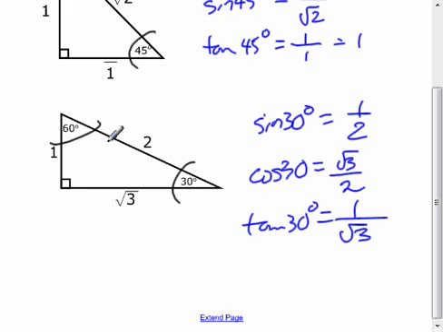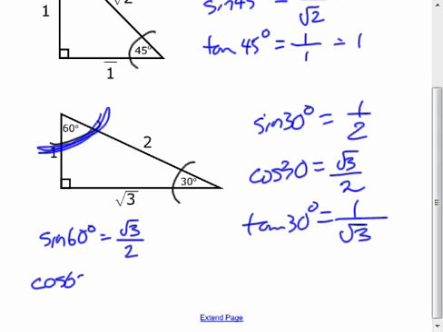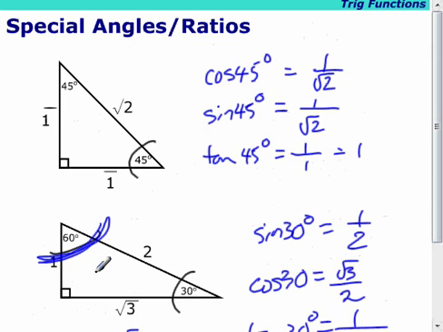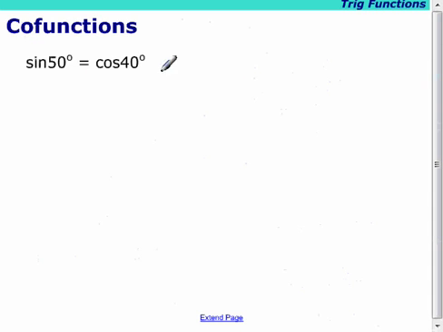This triangle, since 30 and 60 go together, also will give me what the sine of 60 degrees is. So if I'm looking at this angle here, sine is opposite over hypotenuse, root 3 over 2. Cosine of 60 is adjacent over hypotenuse. And tangent of 60 is equal to opposite, root 3, over adjacent 1. Okay, so these special triangles can give us those ratios. And these 45, 30, and 60 are angles that we'll see popping up quite often.